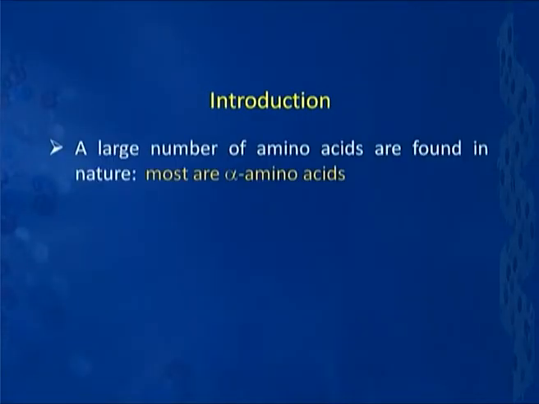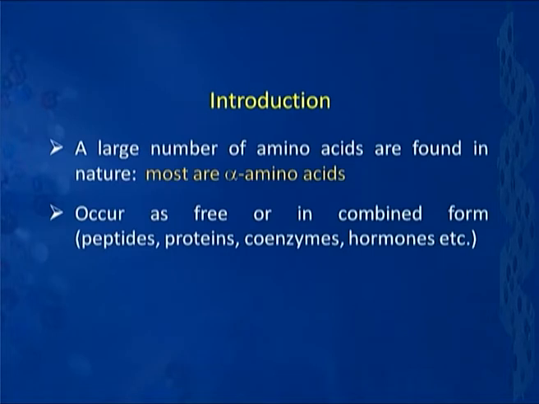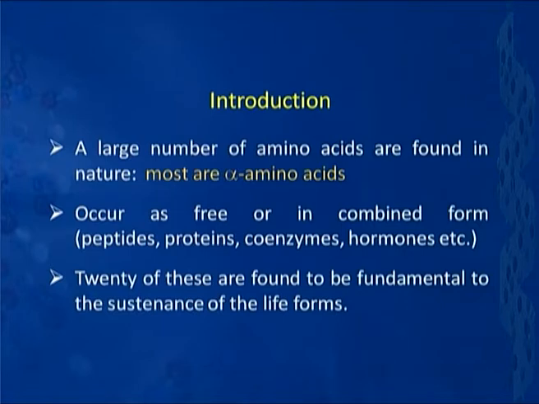Okay. Now let's see what amino acids are. We just mentioned earlier that amino acids basically are the building blocks of the proteins, but that is one bit of it. If you really ask me, the number of amino acids known run into hundreds, and most of these happen to be alpha amino acids. These occur either as free or in the combined form, because we know that the amino acids exist as peptides, proteins, coenzymes, hormones, etc. So in a wide variety of combined forms, they are available in the cell. Further, out of this whole lot of hundreds of amino acids, 20 are the ones which are fundamental to the sustenance of the life forms, because they are the core of the amino acids which we really want to focus attention on. So in this whole series of lectures, we will primarily focus on these 20 alpha amino acids. We will talk more about it as we proceed.